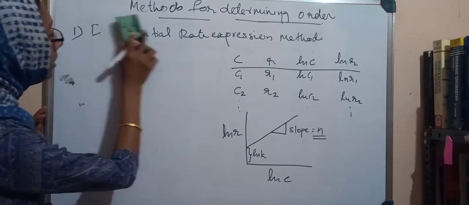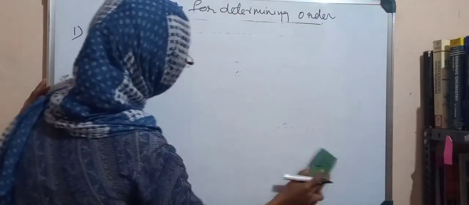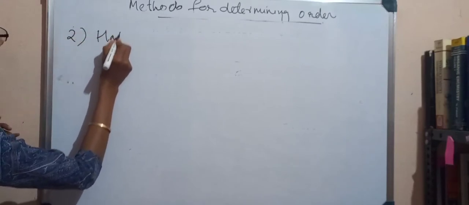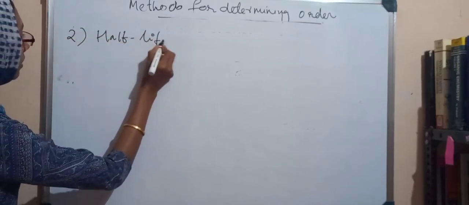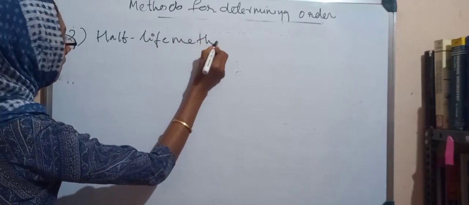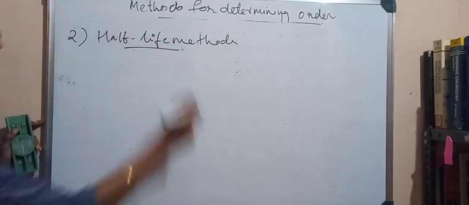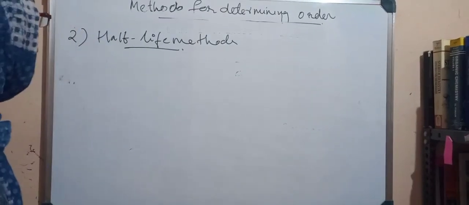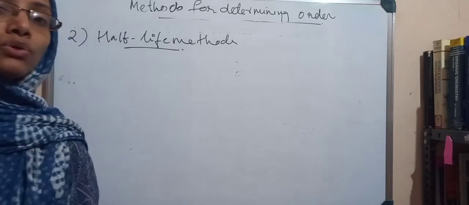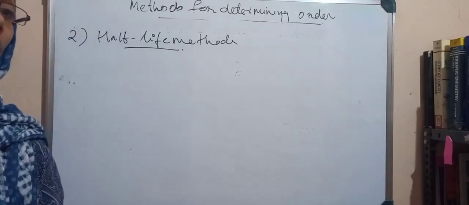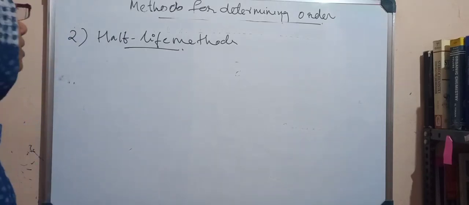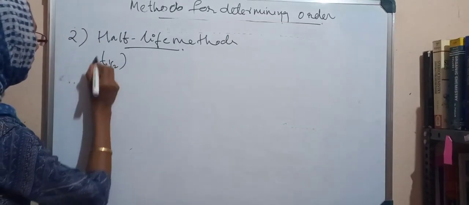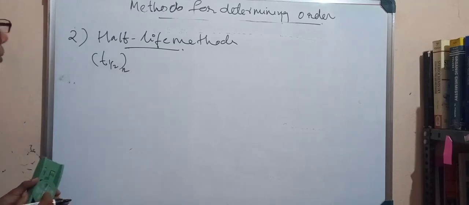The next method is the half-life method. We know what half-life is: the time required for half of the reaction to be completed. We can represent the T half of an nth order reaction as T half n.